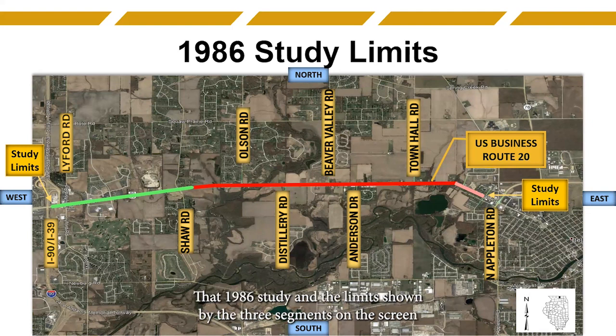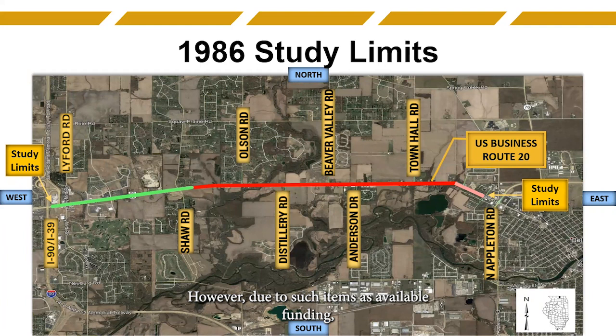That 1986 study and the limits shown by the 3 segments on the screen made it all the way through the phase 1 process, which included several different public involvement meetings, a public hearing, environmental investigations, and analysis of 4 different alternatives, which had various median types and the roadway alignment locations. The final result was a Federal Highway Administration approved design report that recommended a 4-lane section with widening shifted generally more to the north of the existing roadway, a flush median, full shoulders, and no access control.